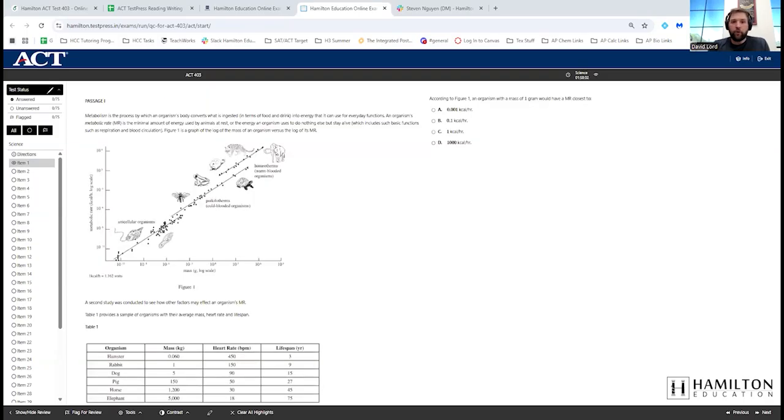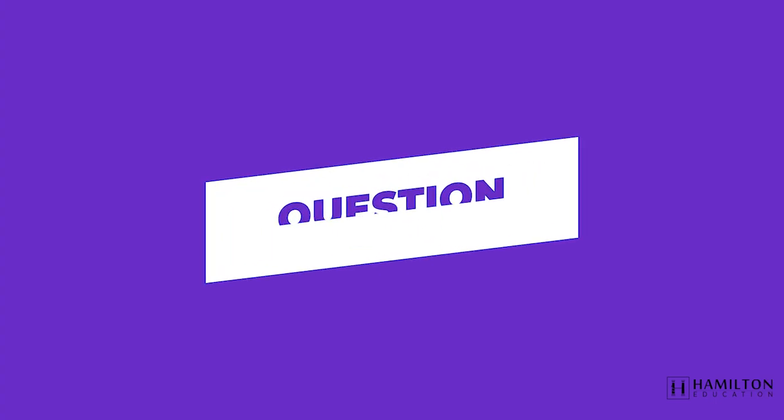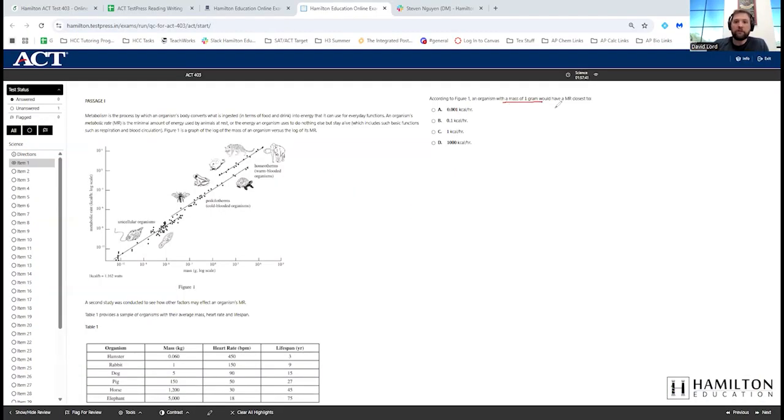All right. So passage one involves metabolic rate and basically the energy consumption of the animals. We have a graphic right here. We got a table of values down there. But whenever you're doing an ACT test, you definitely want to look at the question first. So let's look at the question. According to figure one, an organism with mass 1 gram would have an MR closest to blank.